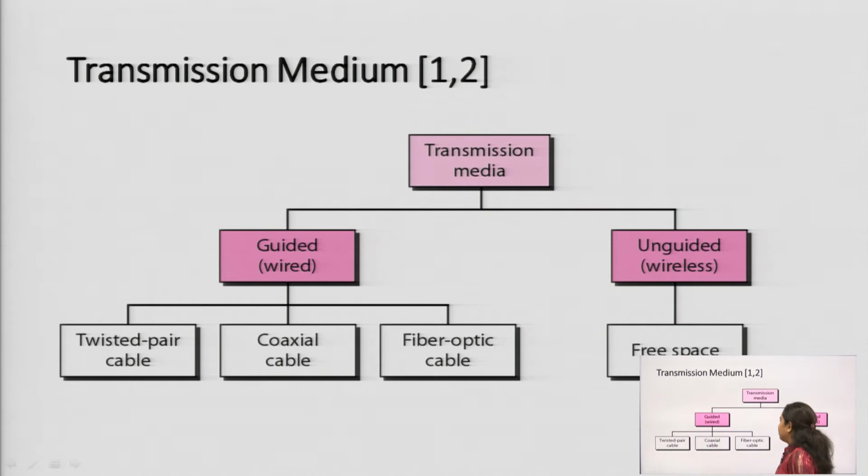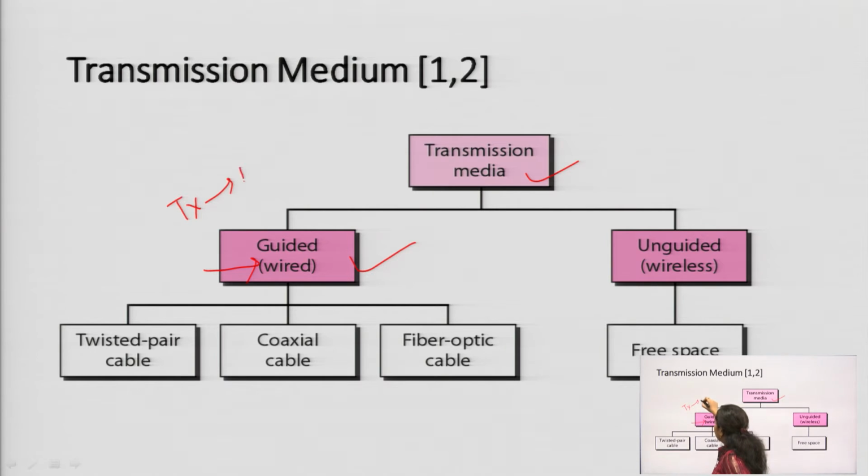Now, this is the flow chart you can see for the transmission medium. First one is guided, also known as wired. What is guided? Whenever you are guiding the electromagnetic wave to be transmitted for the transmission purpose, it means you are guiding it through the wired connection that has been set up between the transmitter and receiver. So, the guiding has been made between the transmitter and receiver. That is known as guided wave propagation.